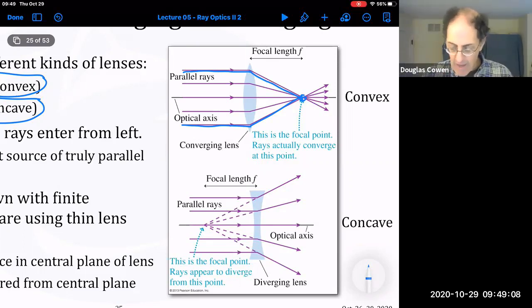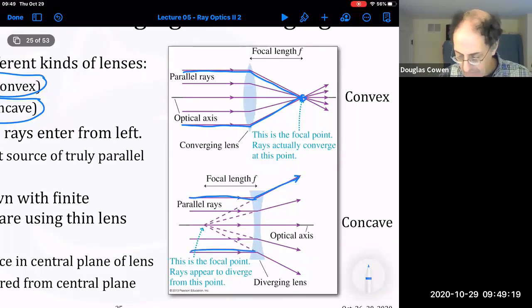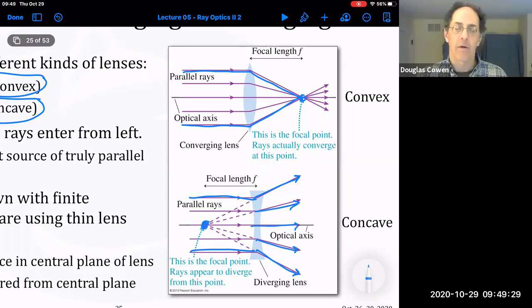By contrast, the concave lens shown down below, the light that comes in gets refracted in such a way that it points out, like that shown. And then what happens is these rays that have been refracted all look like they're coming from this focal point over here on the left of the lens. So that's how a concave lens works.